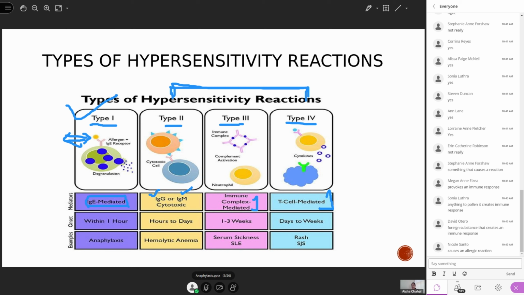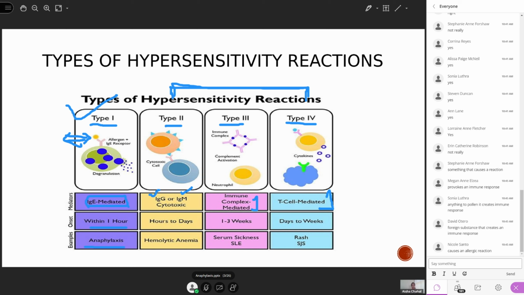And also the time, type 1 is pretty rapidly progressing. As I mentioned, anaphylaxis starts within a few minutes, and then within 1 hour we see all different types of type 1 hypersensitivity reaction. They get a full-blown allergic reaction, for example, anaphylaxis. This takes hours to days. Hemolytic anemia is an example, 1 to 3 weeks. Serum sickness and SLE, systemic lupus erythematosus, and days to weeks for the fourth type, rash and Sjogren disease.